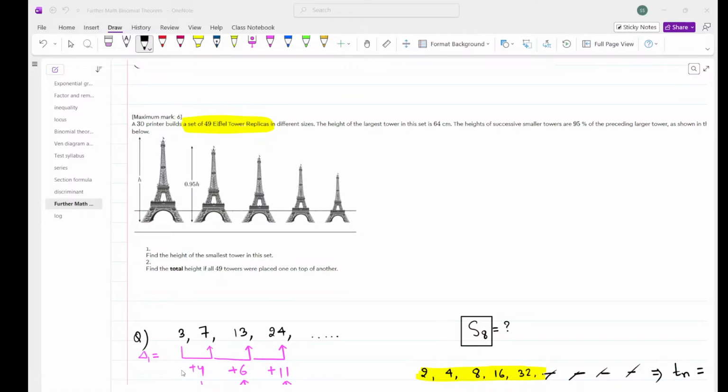So 0.95 to the power of 49. Okay, so 1 minus answer times by 64 divided by 1 minus 0.95. Okay, I'm getting 1176.3. That's what I'm getting.